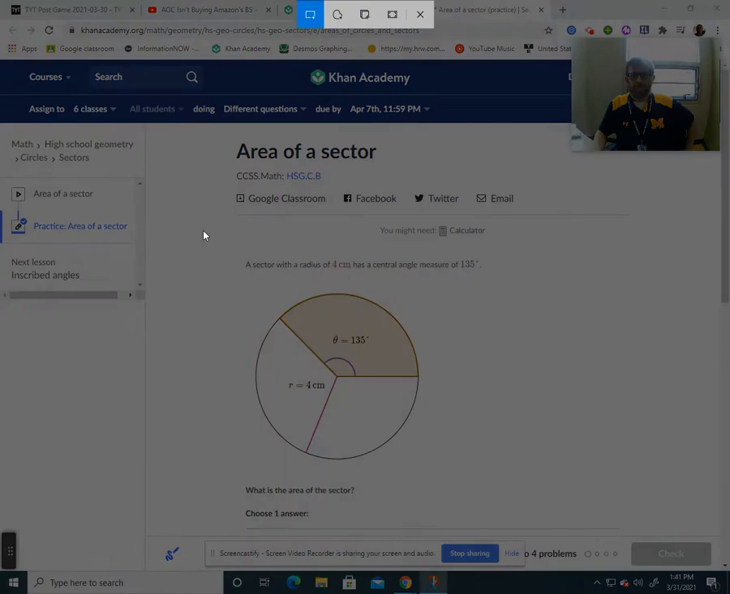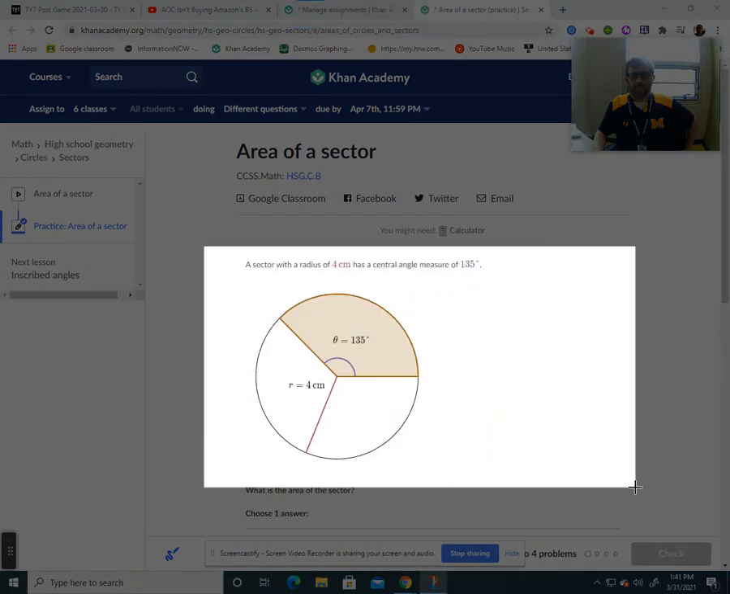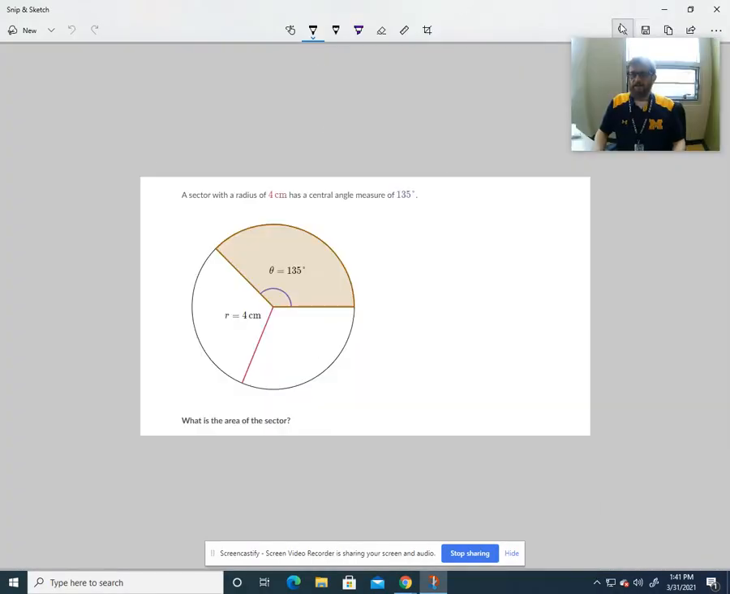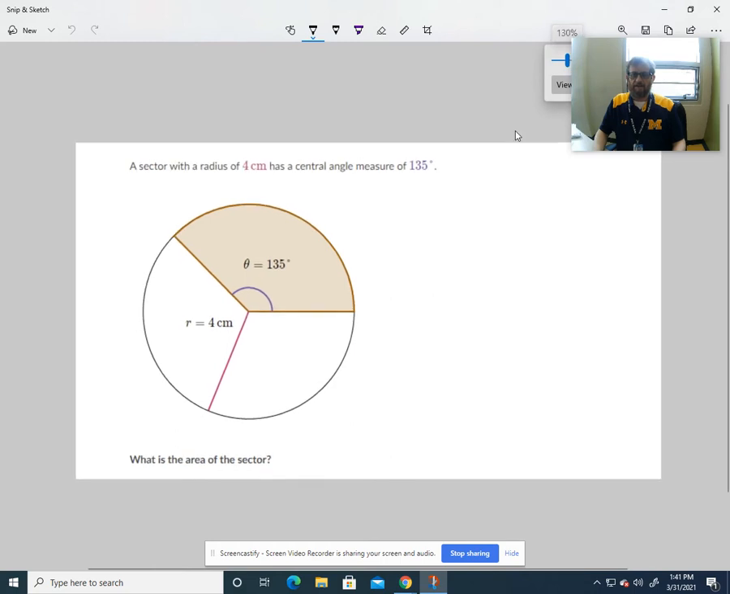All right, guys, here's another homework assignment. This one's about sector area. Sector area is exactly like arc length, except we're talking about area.